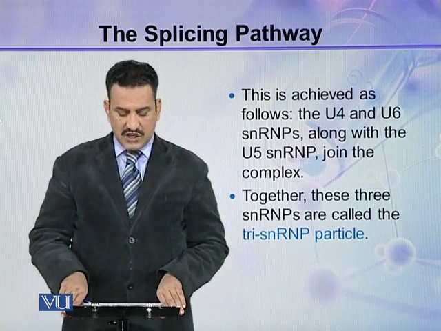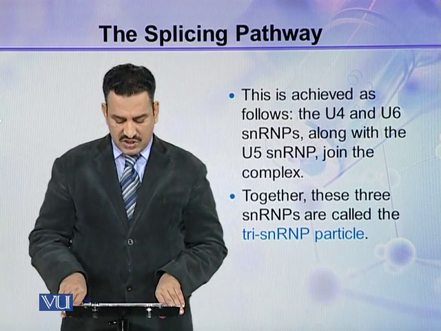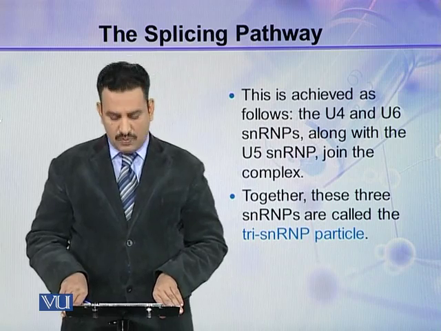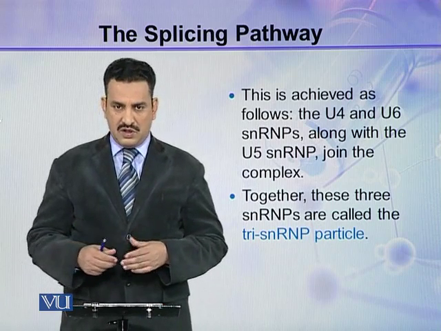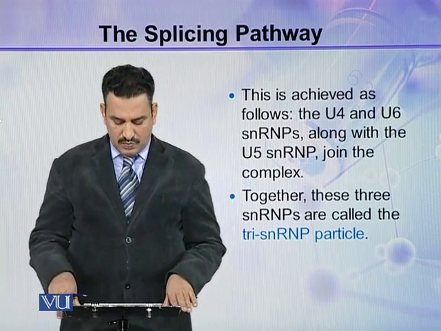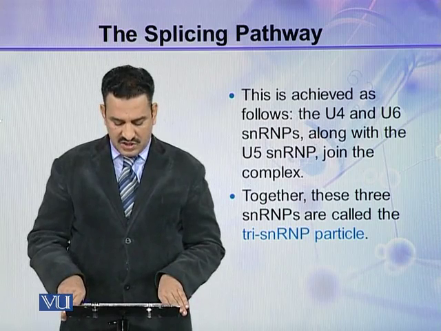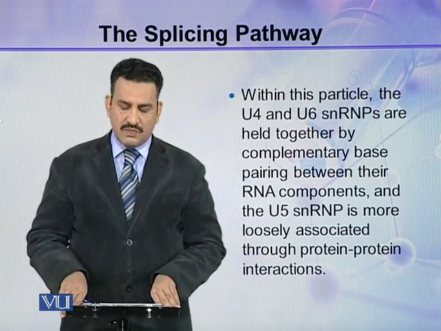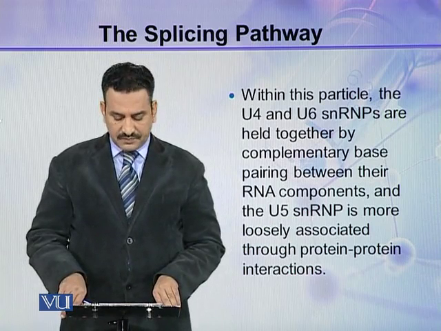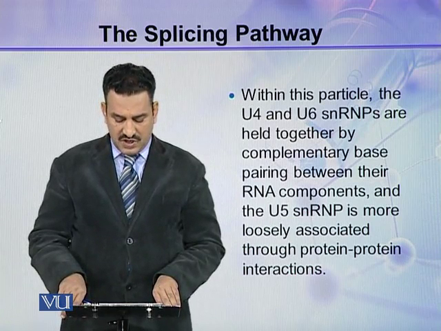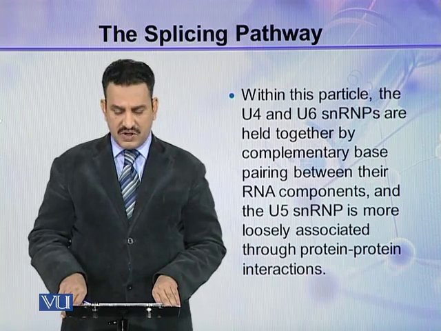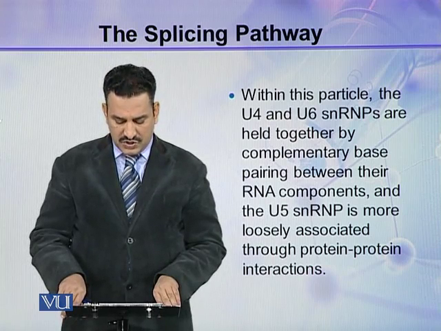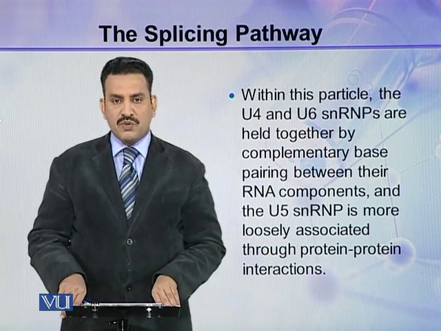This is achieved as follows. The U4 and U6 SNRPs along with the U5 SNRP join the complex. So these more RNAs and SNRPs join this complex. Together these three SNRPs are called the tri-SNRP particle. Within this particle, the U4 and U6 SNRPs are held together by complementary base pairing between their RNA components, and the U5 SNRP is more loosely associated through protein-protein interactions.